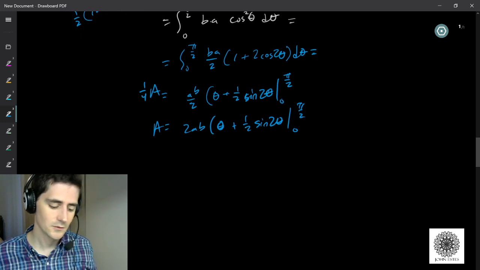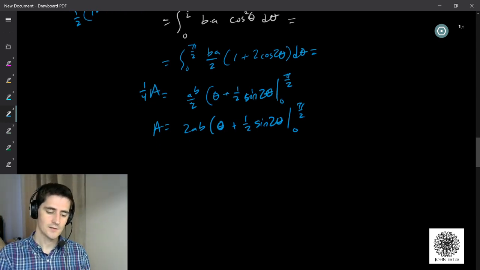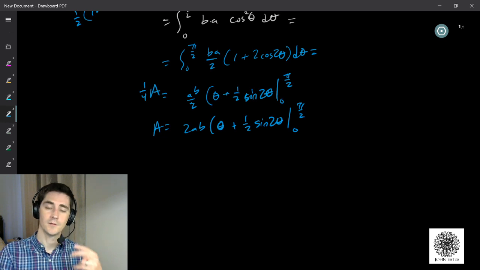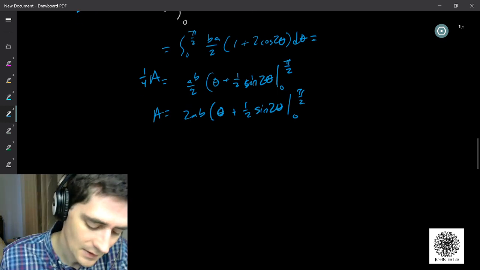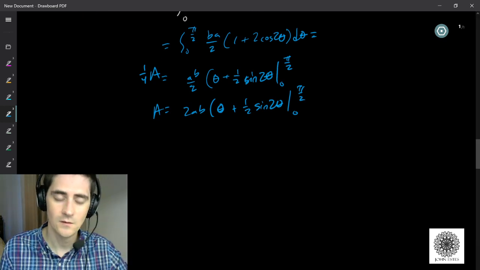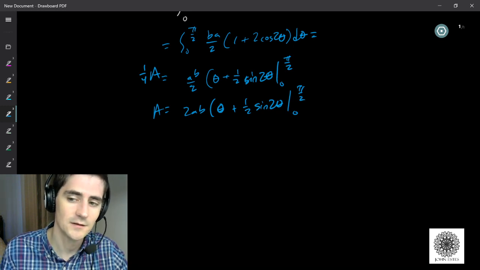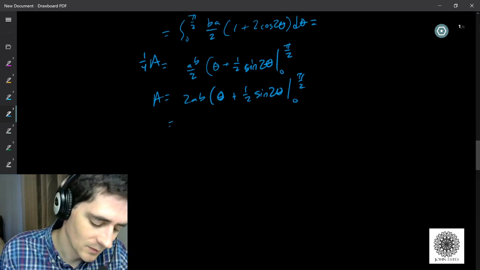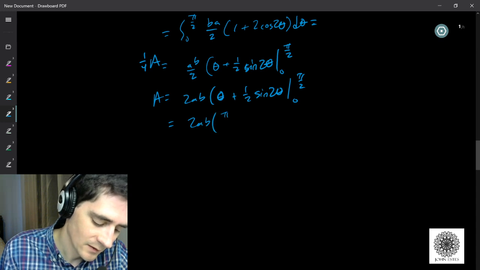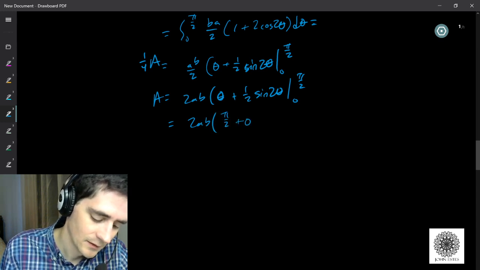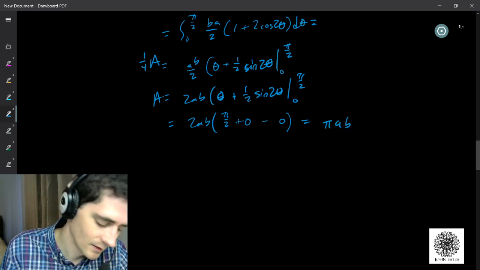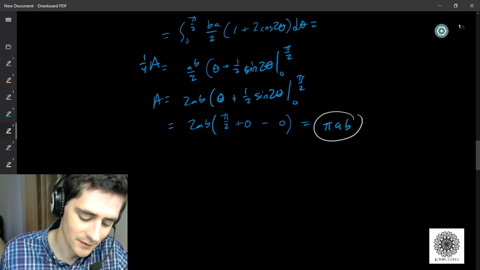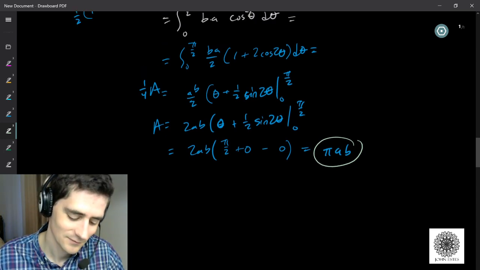Now here I don't really have to go back to the x world, the expressions in algebra. Why is that? Because it's a definite integral. We've done all our conversions already. And notice that if I plug in pi over 2 or 0 into the sine expression, I'm going to get 0 both times. So this ends up being 2ab times pi over 2 plus 0 minus 0. And so I just get pi ab, however you want to write that. And that is the total area of the ellipse. I hope that makes sense.